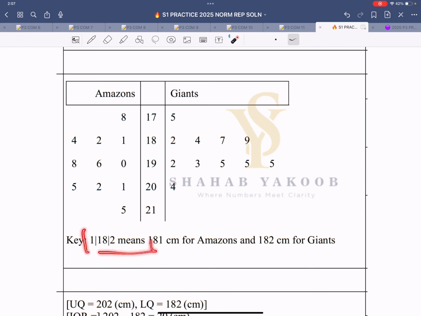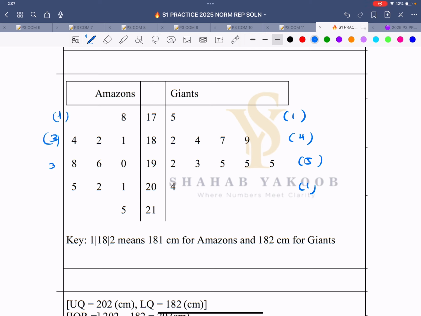You can have a single key or you can have two separate keys. That's your choice. Also, it's a good idea that we write the total in the bracket over here. That's 1 and that's 4 and that's 5 and that's 1. And over here, this is 1, this is 3, this is 3, this is 3, this is 1. So that we know exactly that this adds up to 11, this adds up to 11.